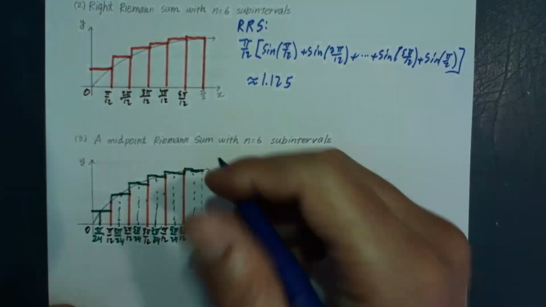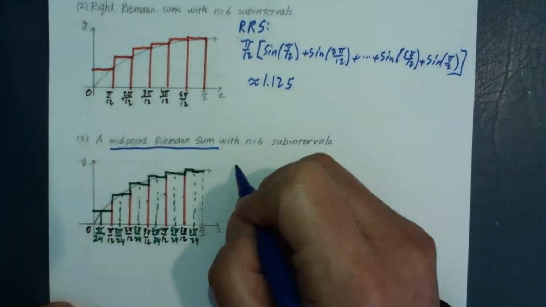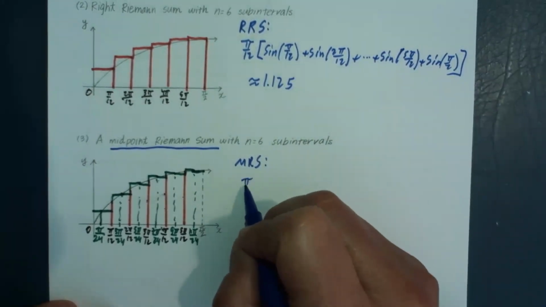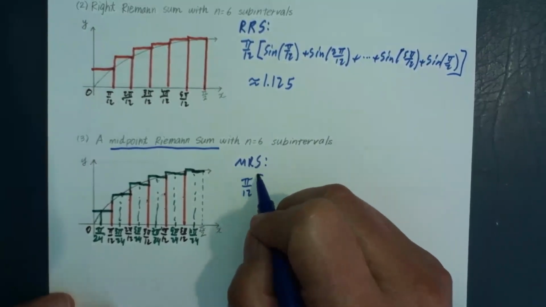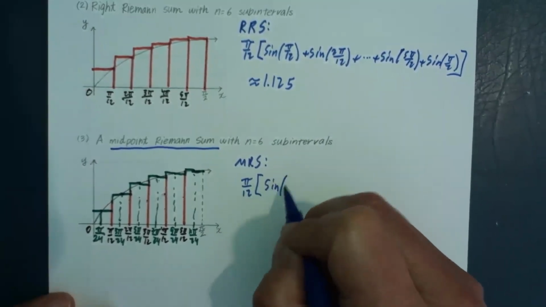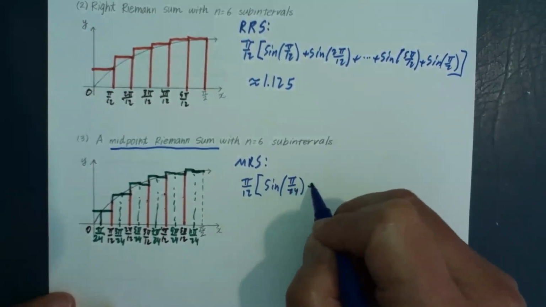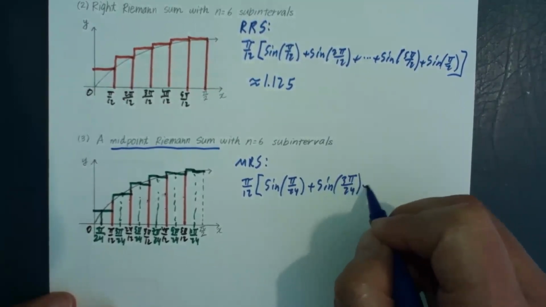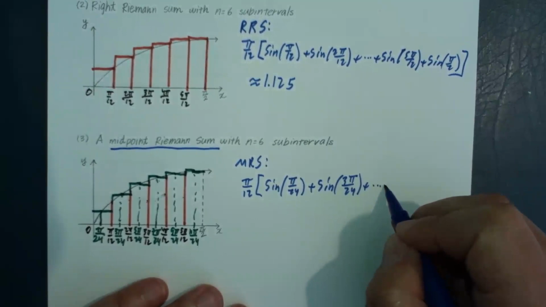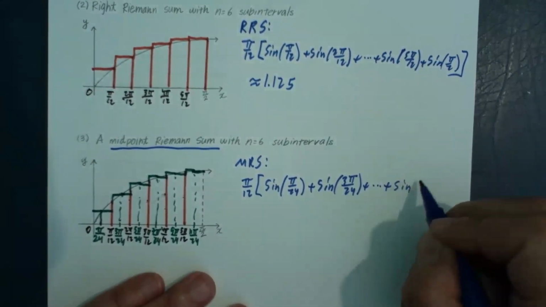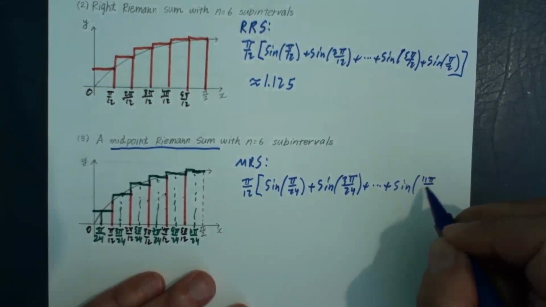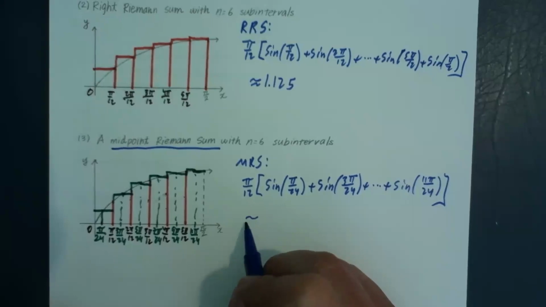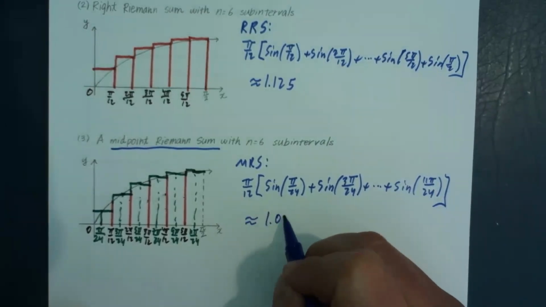So here's the midpoint Riemann sum. This is going to be delta x once again, same pi over 12. That doesn't change. This is now going to be the sine of pi over 24 plus the sine of 3 pi over 24, and so on, plus the sine of 11 pi over 24. And when we add all that up, once again, please verify this.